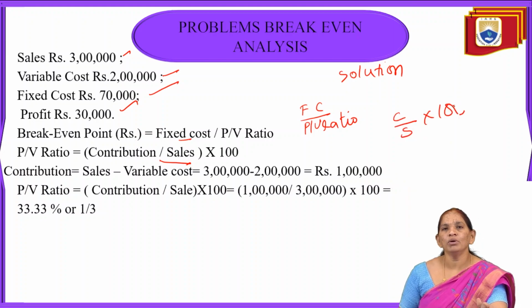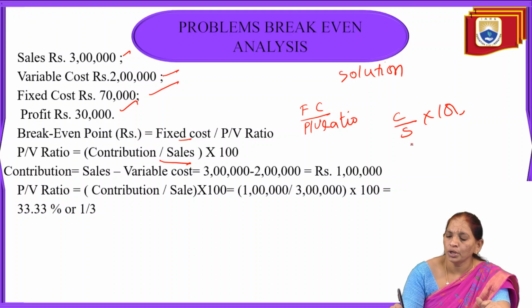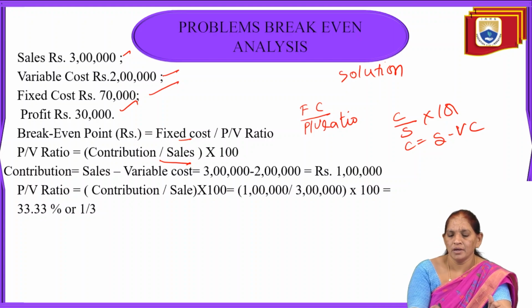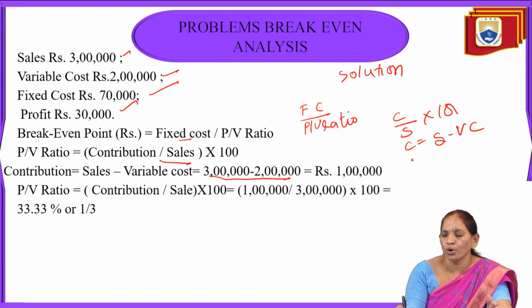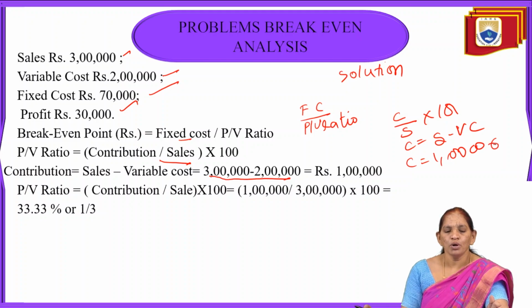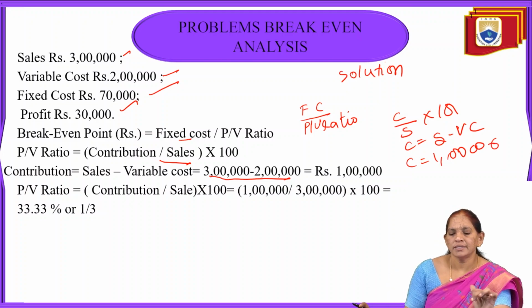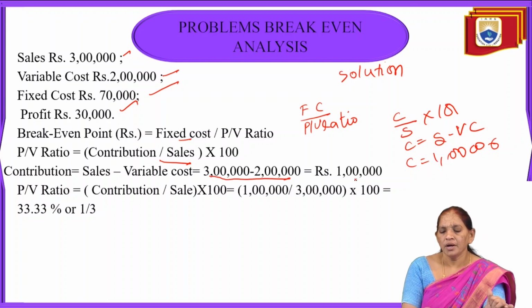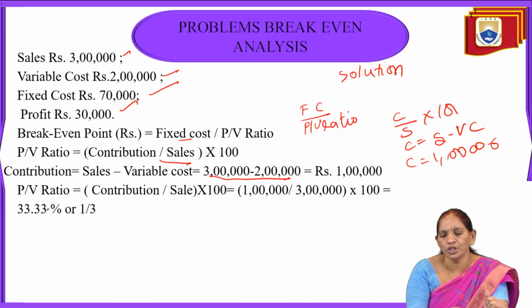So already we know what the contribution is. Contribution equals sales minus variable cost. Here the sales was 3 lakhs and variable cost was 2 lakhs. So we get 3 lakhs minus 2 lakhs, and our contribution C equals 1 lakh rupees. Or we can say contribution by sales into 100.